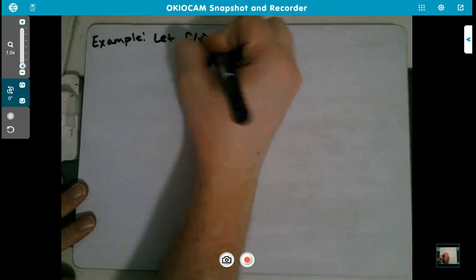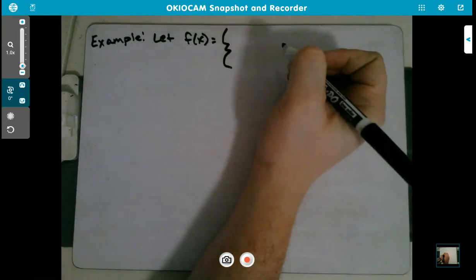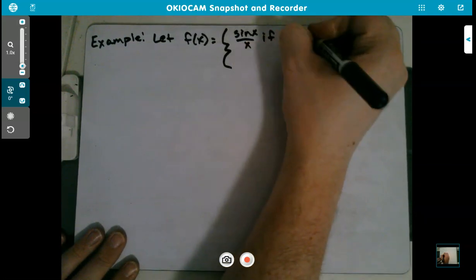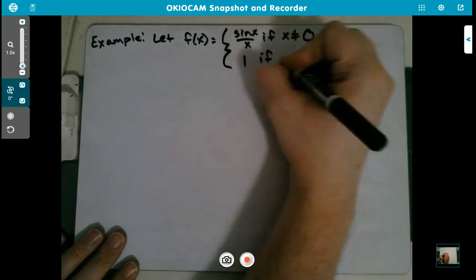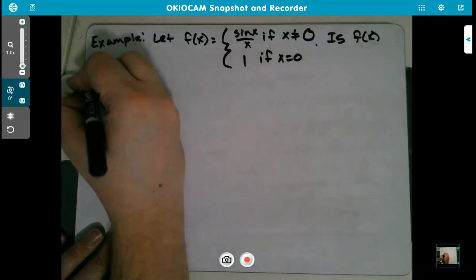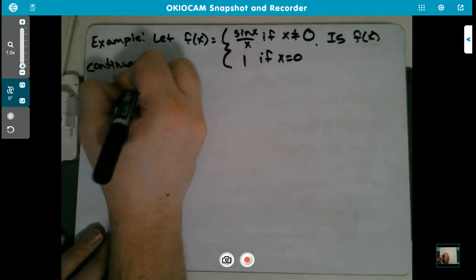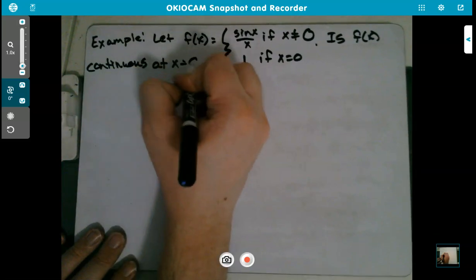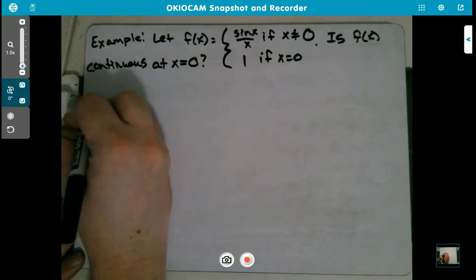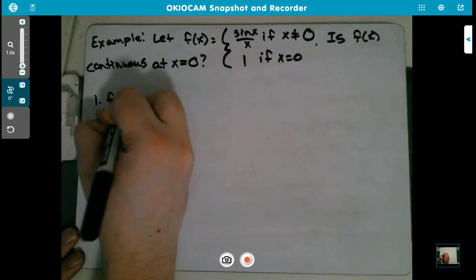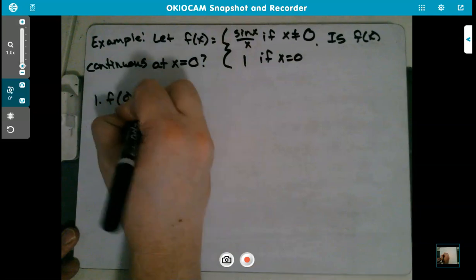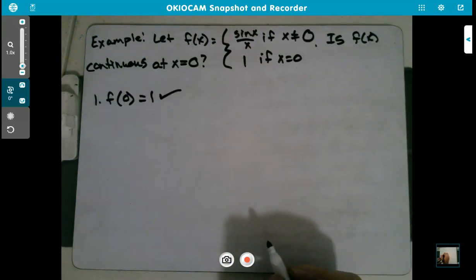Let f of x be equal to, again, piecewise with 2 parts: sine of x over x if x is not equal to 0, and 1 if it is. And I want to know, is f of x continuous at x equal to 0? That's what I want to know. So again, first step, let's see if we can do f of 0. Well, I can see when x is equal to 0, it's equal to 1, so we're good with the first one.